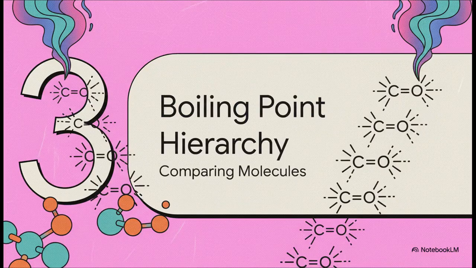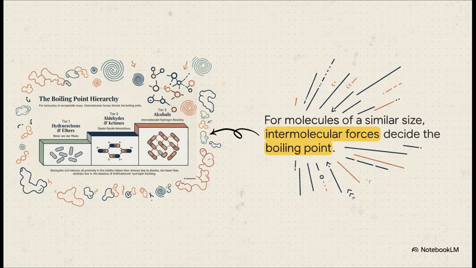Okay, now let's zero in on one of the most important properties dictated by these forces, the boiling point. It turns out that when we compare molecules of a similar size, aldehydes and ketones fit into a very specific and totally predictable hierarchy. Think of it like a league table of forces. Down at the bottom, in what we're calling Tier 1, you've got your hydrocarbons and ethers. They're held together by the weakest forces, called van der Waals forces. Then, way up at the top in Tier 3 are alcohols, with super powerful hydrogen bonds.